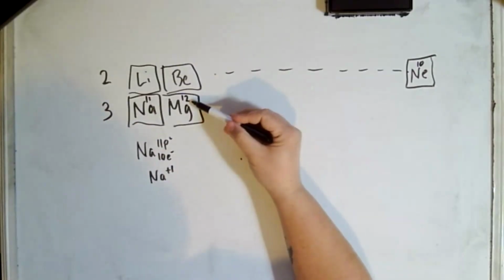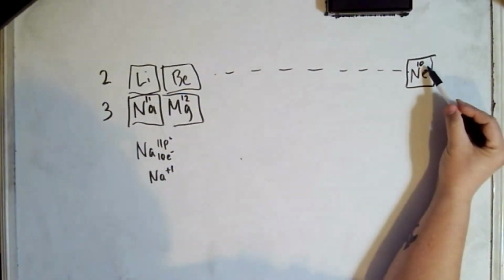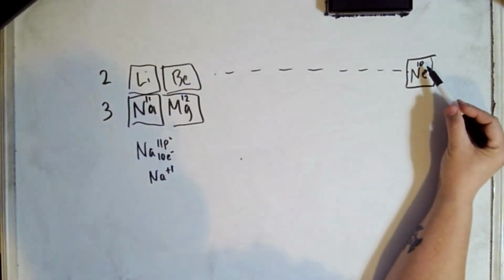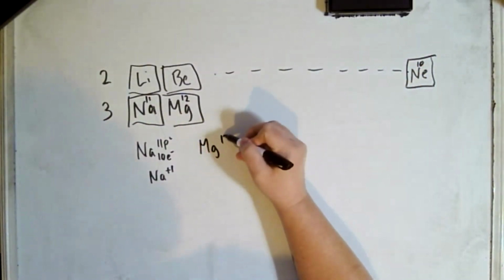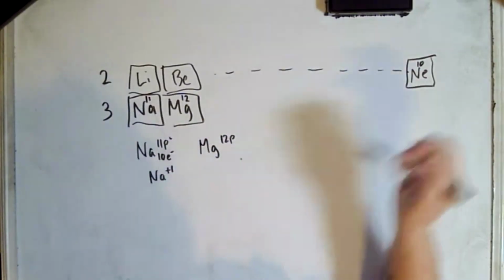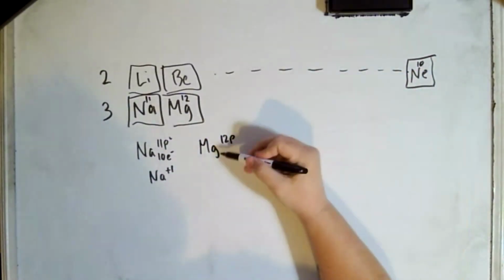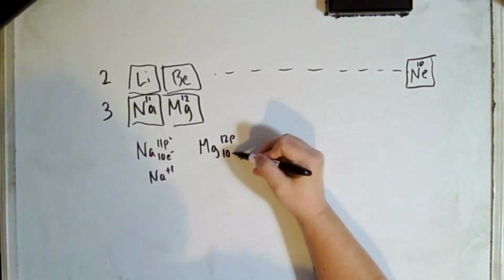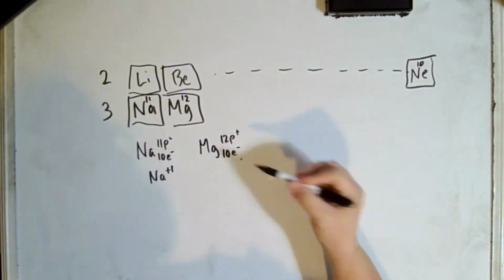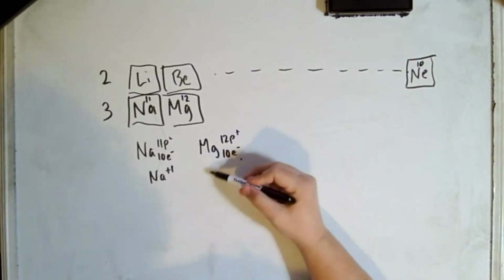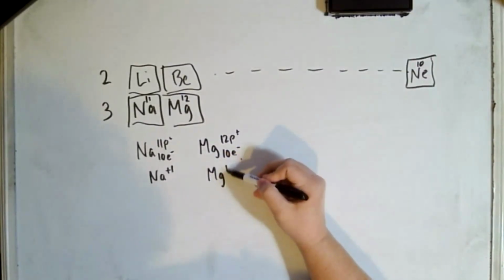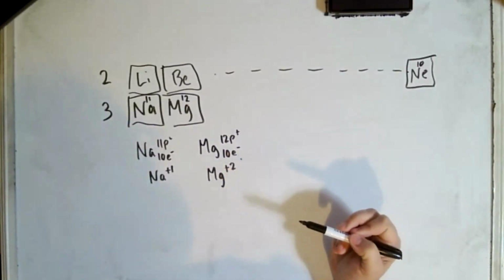Magnesium is also a metal, and it's also going to be trying to get the same number of electrons as the nearest noble gas, which is always the noble gas that comes right before it on the periodic table. So magnesium starts out with 12 protons, and it wants to end up with 10 electrons. So if it has 12 protons and only 10 electrons, it's going to end up with a +2 charge.